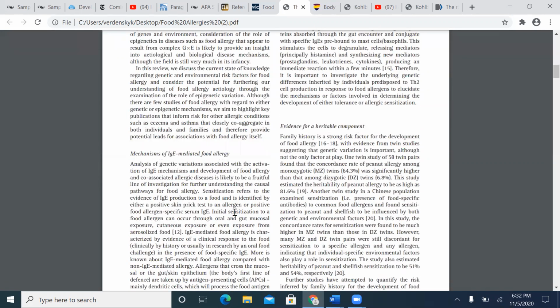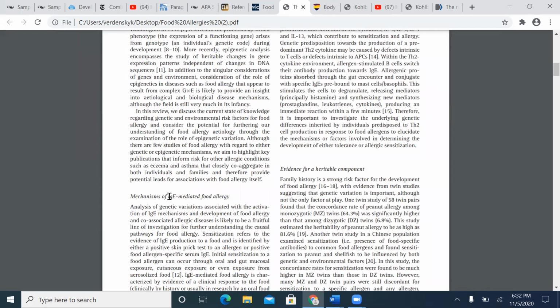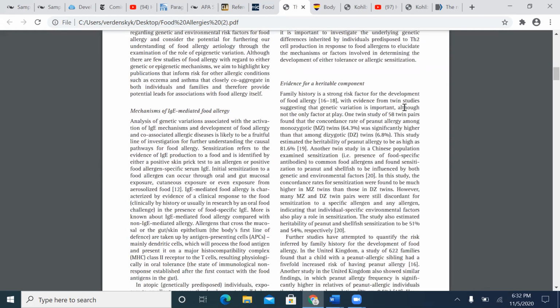So we have mechanisms of IgE-mediated food allergies, talks about genetic variations, evidence of a heritable component. Let's go ahead and read a little bit of this one. Family history is a strong risk factor for the development of food allergy, with evidence from twin studies suggesting that genetic variation is important, although not the only factor at play.